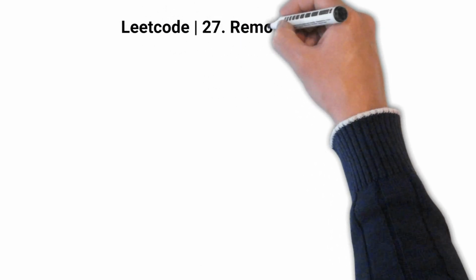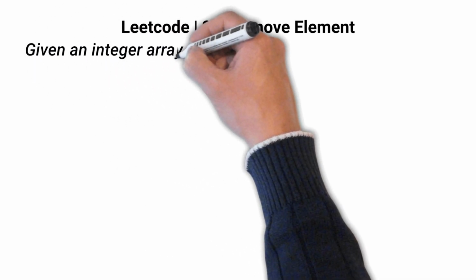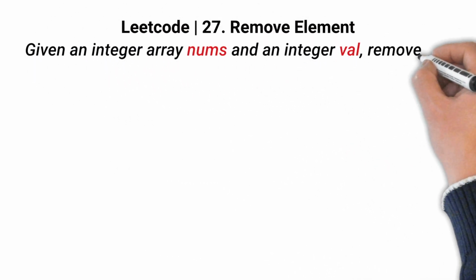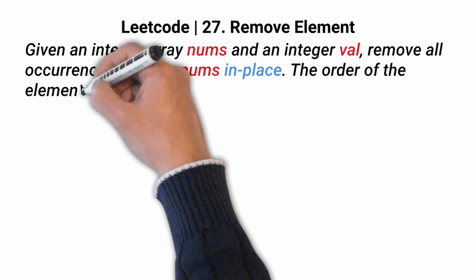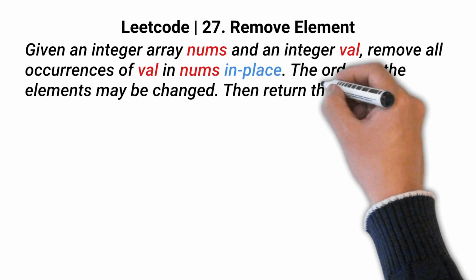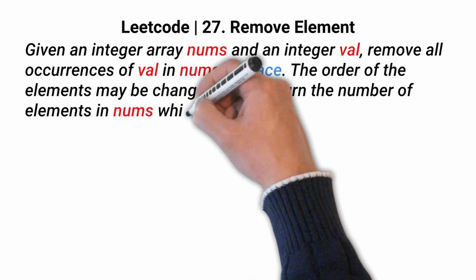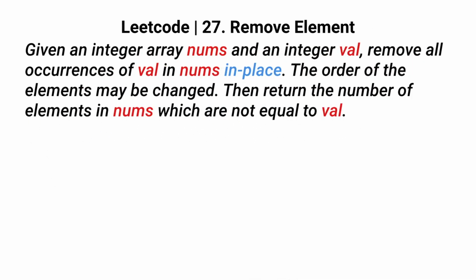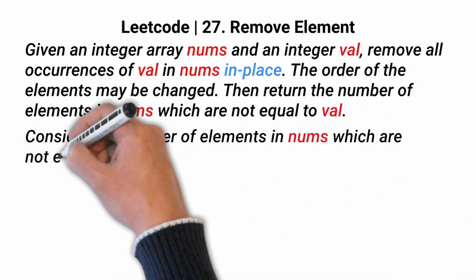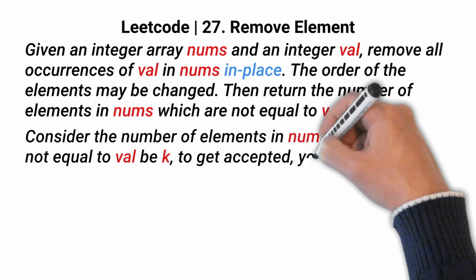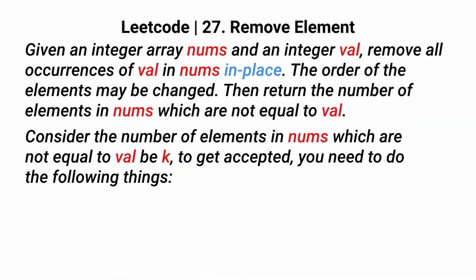Today we're looking at LeetCode question 27, remove element. Given an integer array nums and an integer val, remove all occurrences of val in nums in place. The order of the elements may be changed. Then return the number of elements in nums which are not equal to val. Consider the number of elements in nums which are not equal to val be k. To get accepted, you need to do the following things.